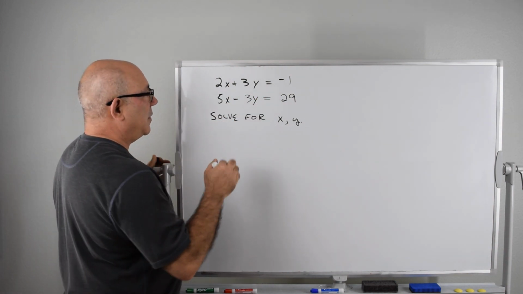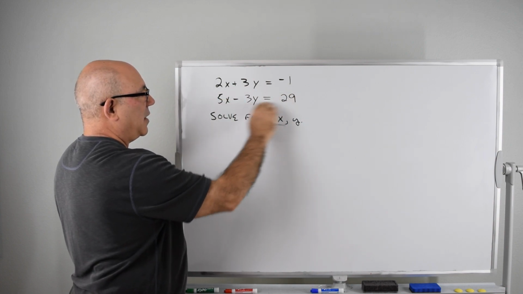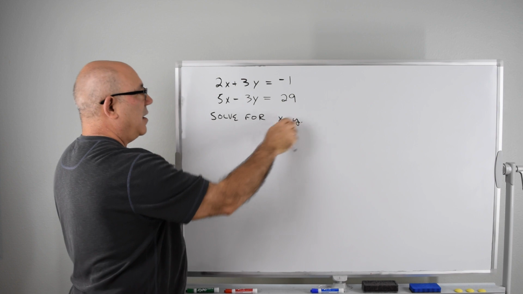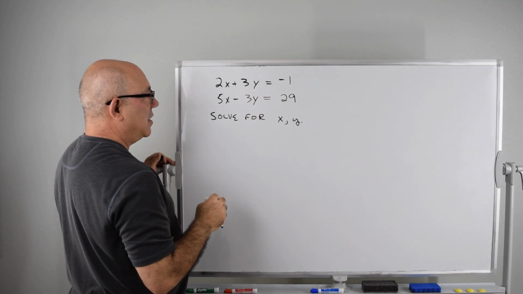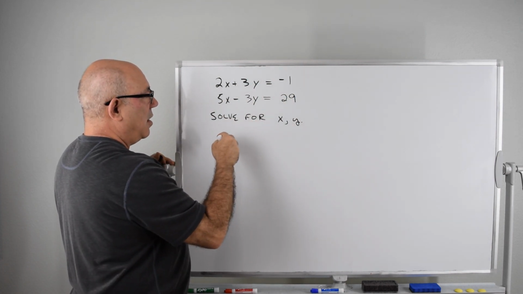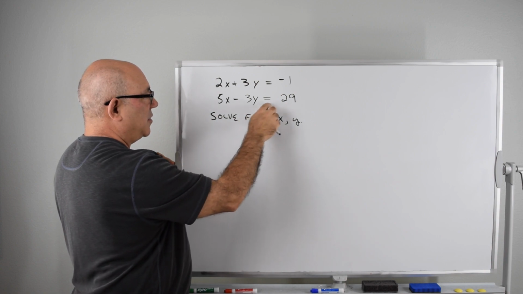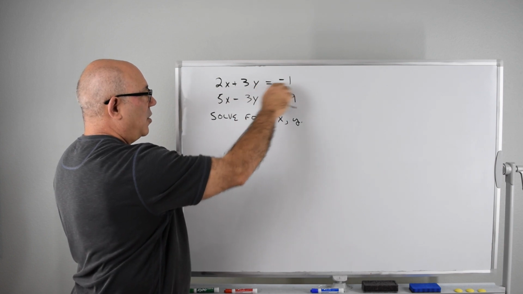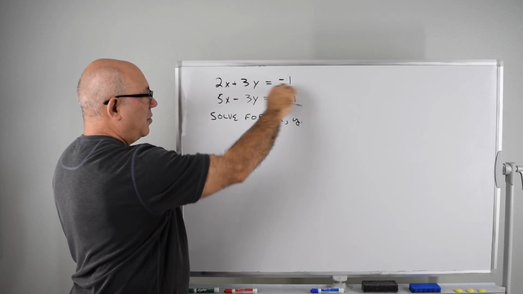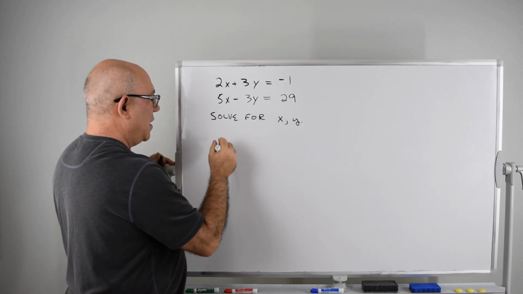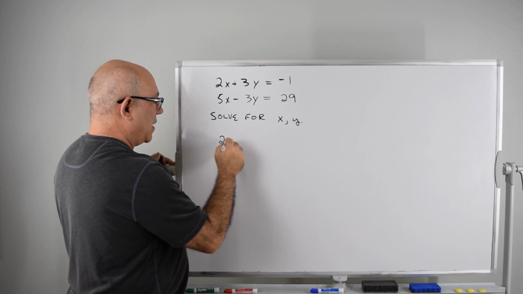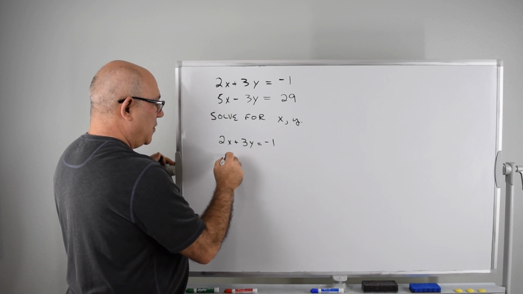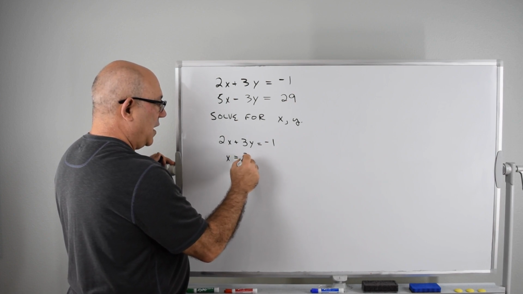Okay, so the first method we're going to use is substitution. With substitution, what you try to do is pick one of the equations, solve it in terms of either x or y, and substitute into the other equation. Looking at this, I think we'll substitute into this equation with the 29 because it's a little more complex, and we'll leave that alone, and we'll solve this one for x. So we have 2x plus 3y equals minus 1.